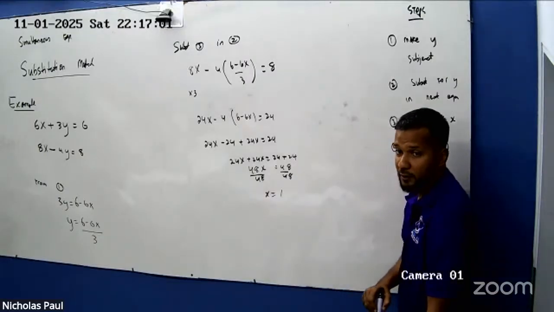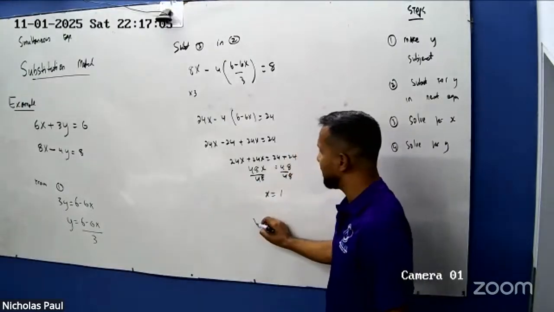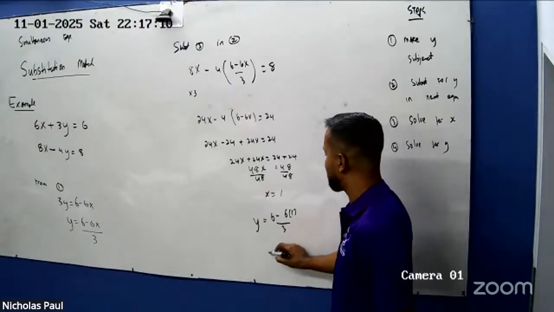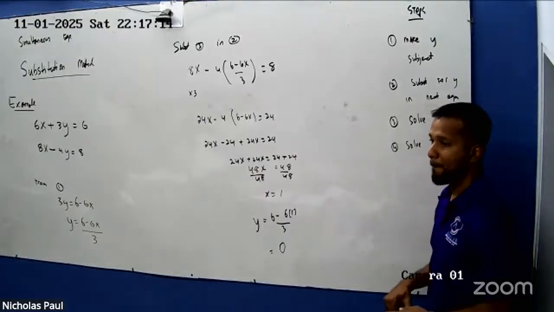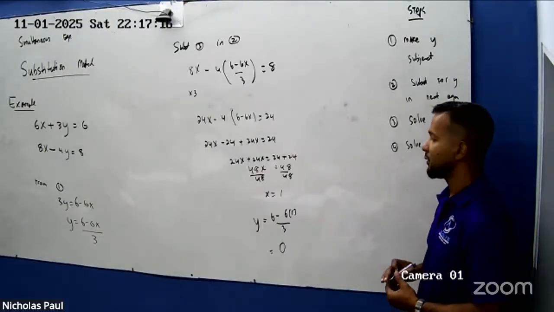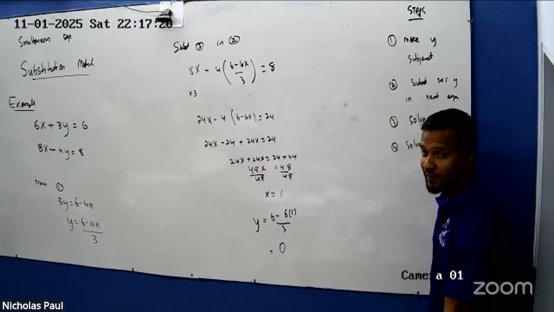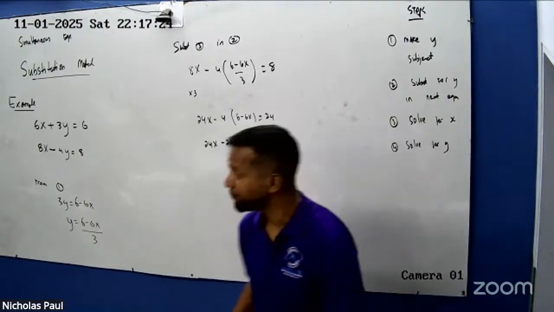Right? When x is 1, drop it back in there. Y is equal to 6 minus 6 by 1 over 3. Right? 1, 0. 1, 0. Very good.